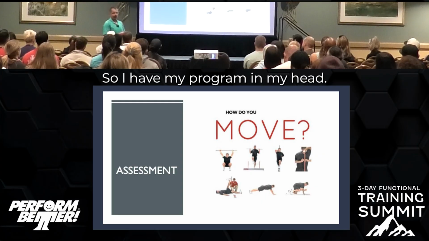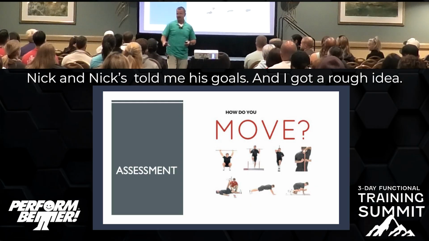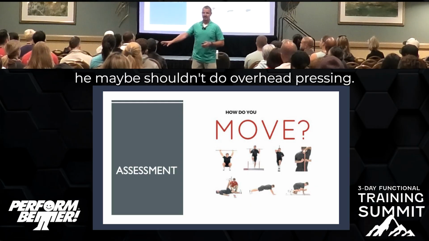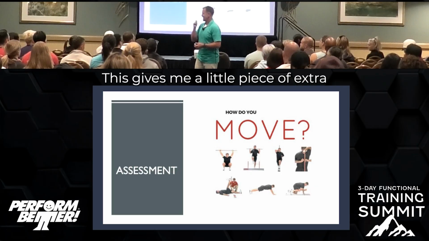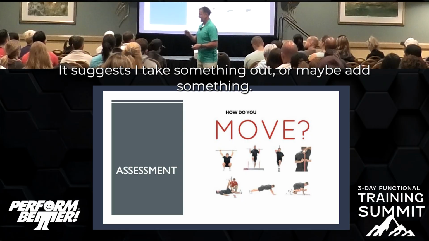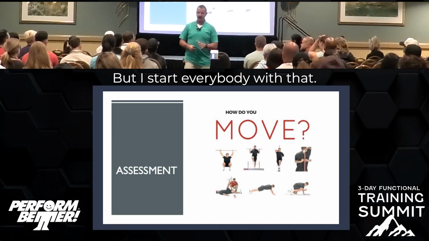So I have my program in my head, what we're going to do. I'm going to train Nick, and Nick's told me his goals, and I have a rough idea. And then this movement screen tells me he maybe shouldn't do overhead pressing. This gives me a little piece of extra information to individualize it a little more. It suggests I take something out, or maybe add something else in. But I start everybody with that.